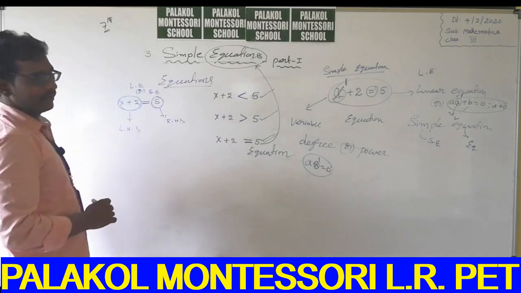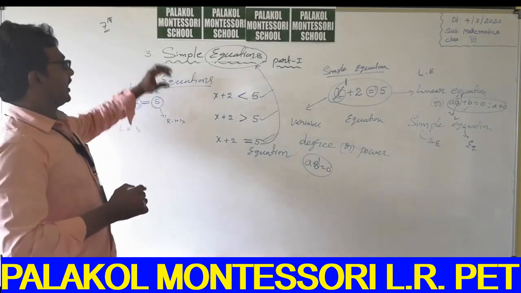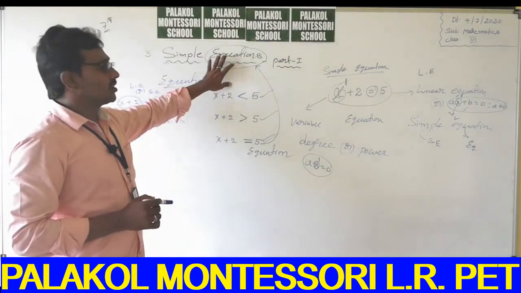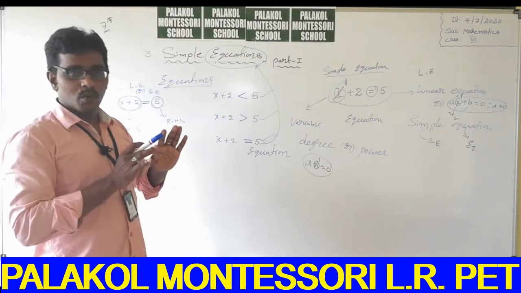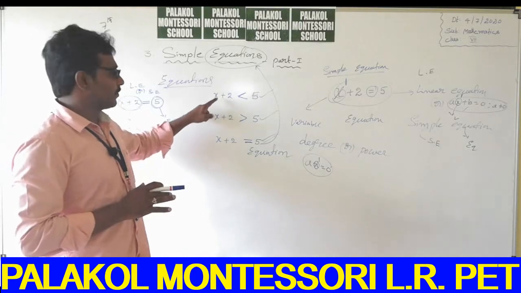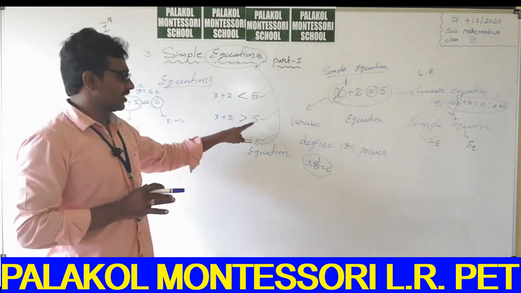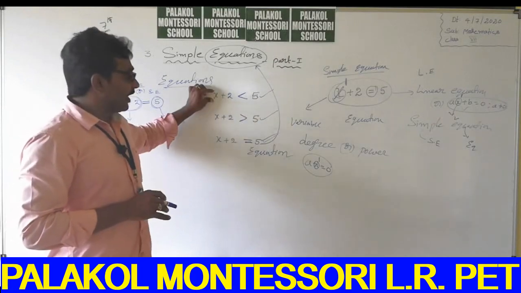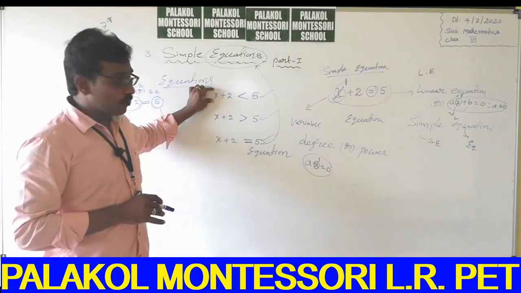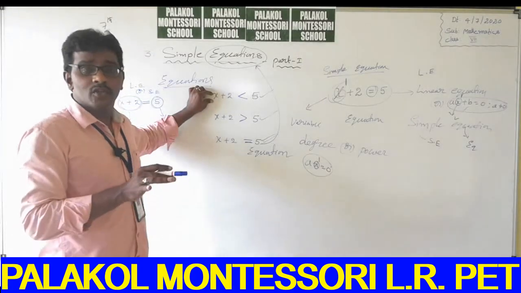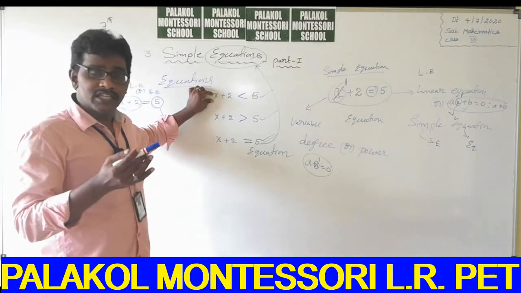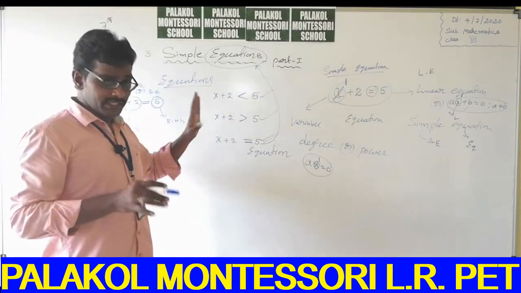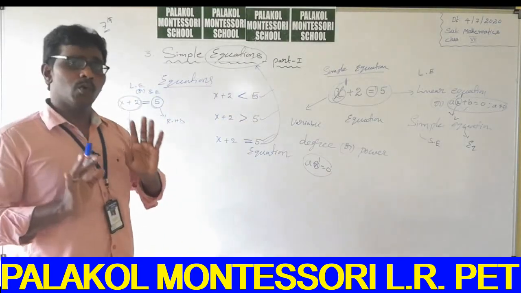Once again, guys, today we discuss the simple equation, part 1. First, you should know the open sentences. Open sentences are of 3 types: x plus 2 less than 5, x plus 2 greater than 5, x plus 2 equal to 5. Why are they called open sentences? One variable is there, and the variable is not a fixed term. So you substitute different values and check whether the condition is obeyed or not. That is called an open sentence.